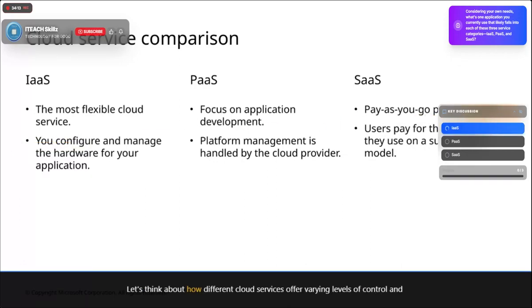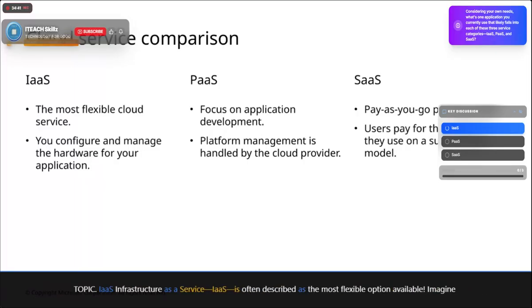Let's think about how different cloud services offer varying levels of control and responsibility, because understanding this difference is crucial when choosing the right solution. We'll compare infrastructure as a service, platform as a service, and software as a service. These represent different approaches to using computing resources in the cloud, each with its own trade-offs regarding flexibility, management overhead, and cost structure.